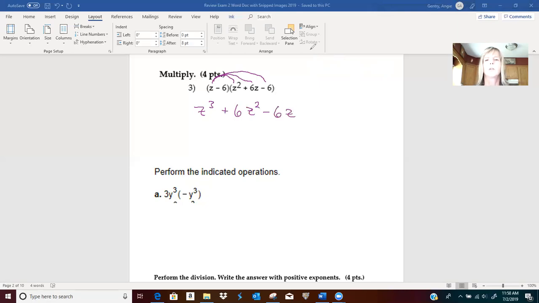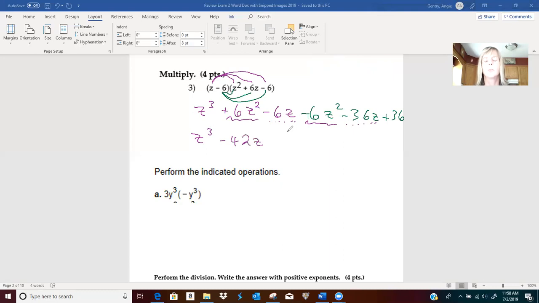And then I'll change colors. Then you have a -6 times z squared, so it's -6z squared. You have a -6 times a positive 6z, which is a -36z. And then you have a -6 times a -6, which makes a positive 36. And now you're going to take all the like terms and combine them. So you have a z cubed, you have 6z squared minus 6z squared, so that's gone. You borrow $6, and you borrow another $36, so you owe $42.